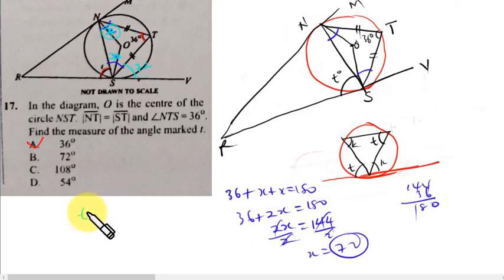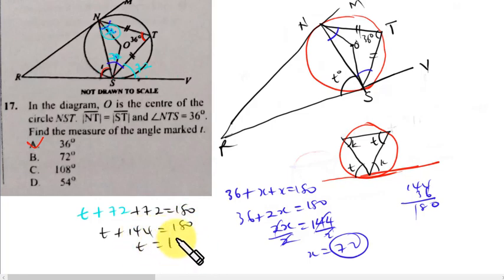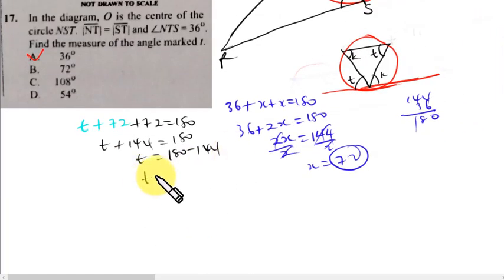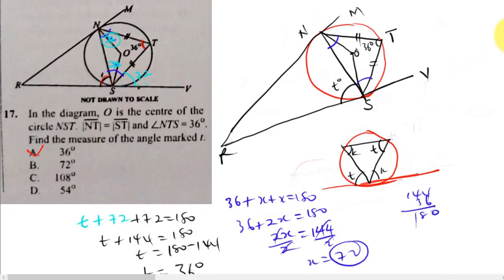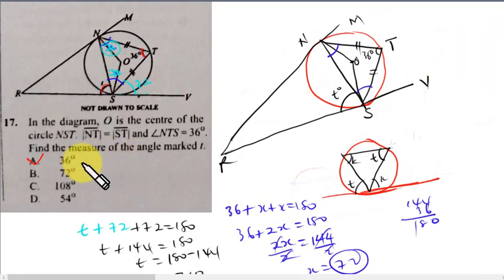But the angle T and the 72 that we see here and the other 72 that we also see here, they are on a straight line, so they add up to 180 degrees. So T plus 144 equals 180 degrees. And if we subtract 144 from both sides, we have this. Okay, so T will be equal to 36 degrees. So we still get 36. It's a very long way anyway, because this one was pretty simple.